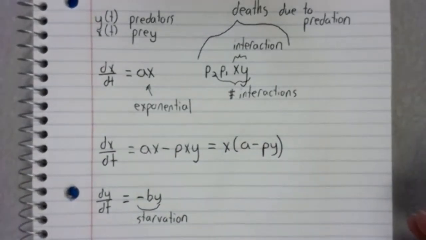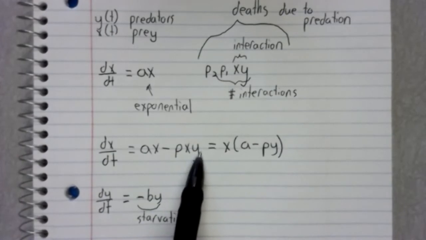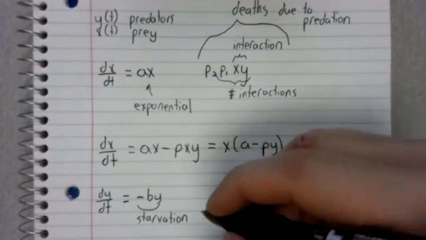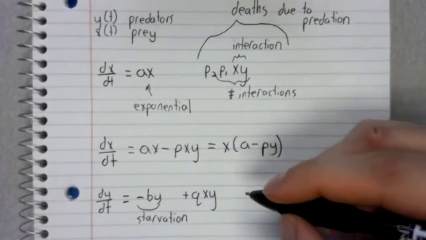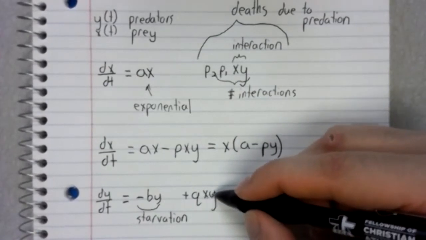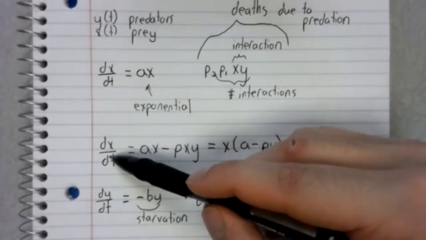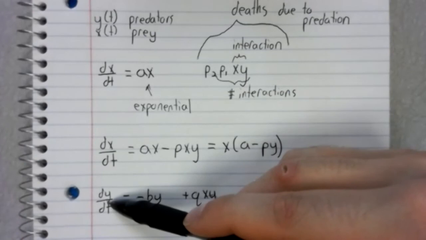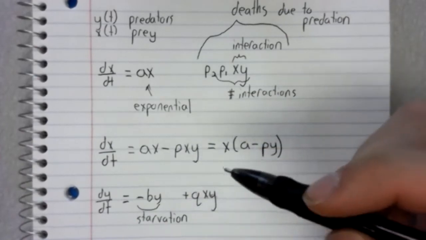They are saved from this fate by the presence of prey animals. Just like we have a negative pxy term here representing predation, we have a positive qxy term here representing the same thing. Predation is bad for the prey and good for predators, which is why this is positive and this is negative.